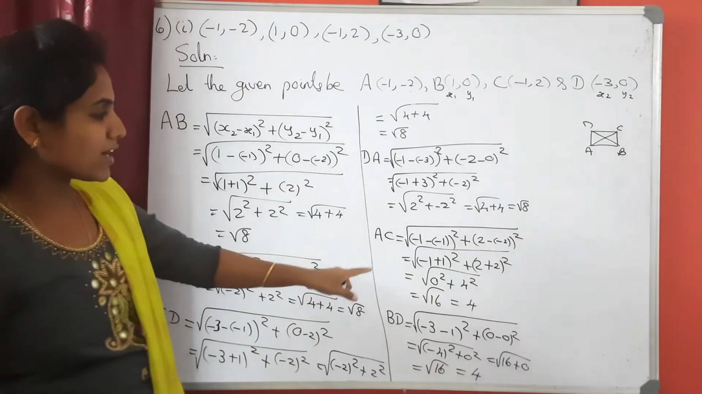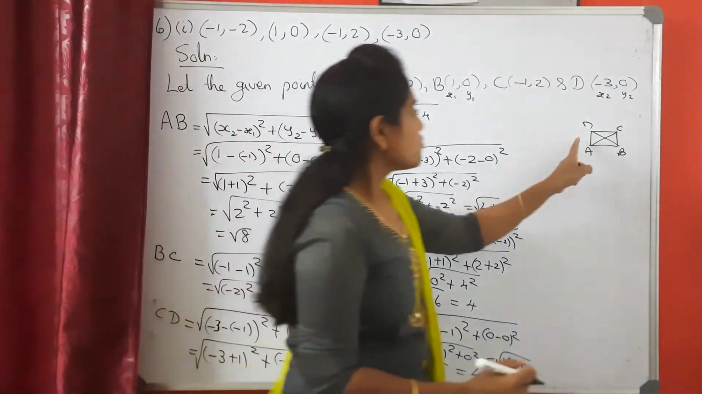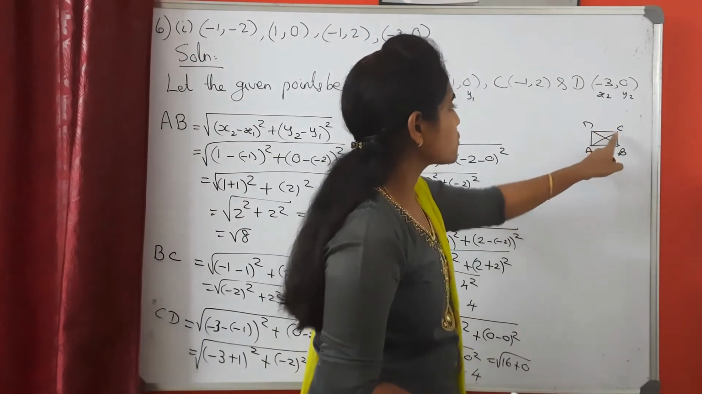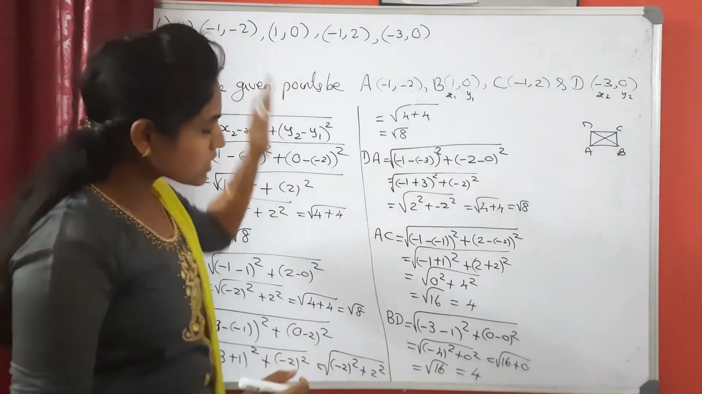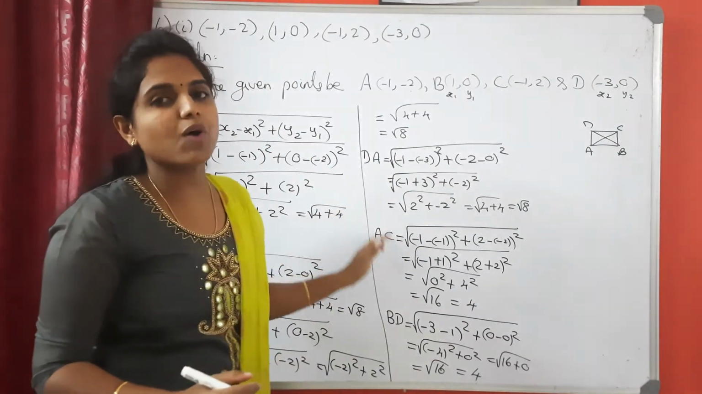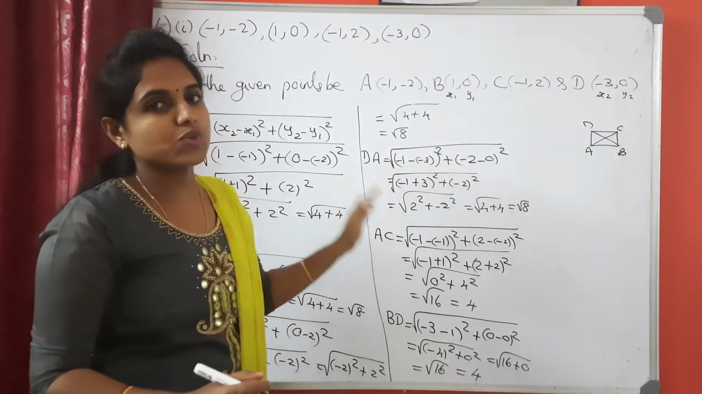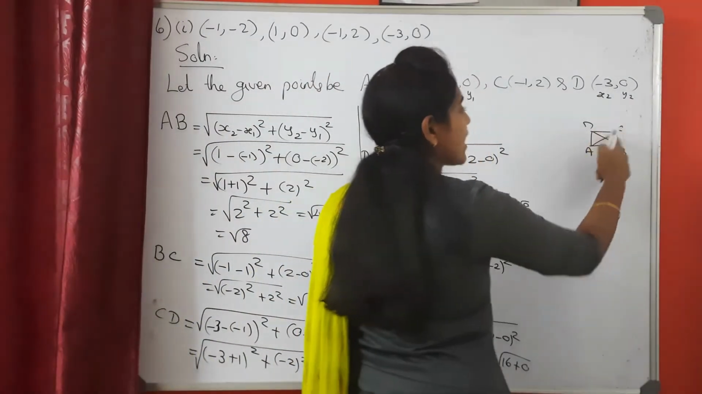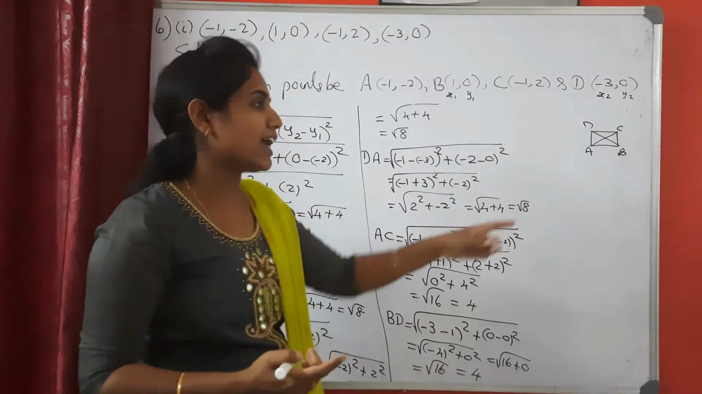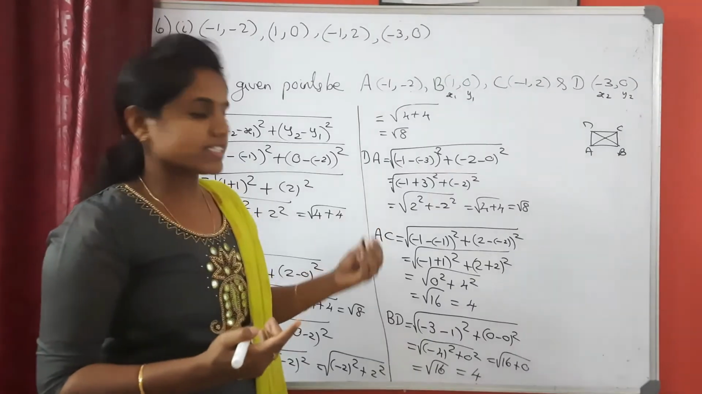See, now what are the things we got? Four sides are equal and the two diagonals are equal. So it is a quadrilateral. And what type of quadrilateral is it? It is a square. Why? What is the condition of a square? Four sides are equal and the diagonals are equal. Therefore it is a square.